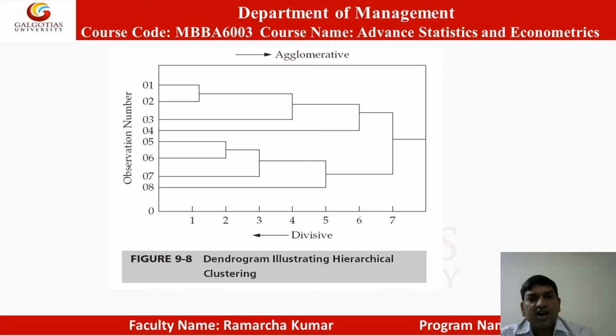So, a dendrogram illustrating hierarchical clustering. In the first stage, say cluster 1 and 2 got merged, then 5 and 6 got merged, and so on. This merging of clusters stops when ultimately we have one cluster. So that is agglomerative. Divisive is the other way around.